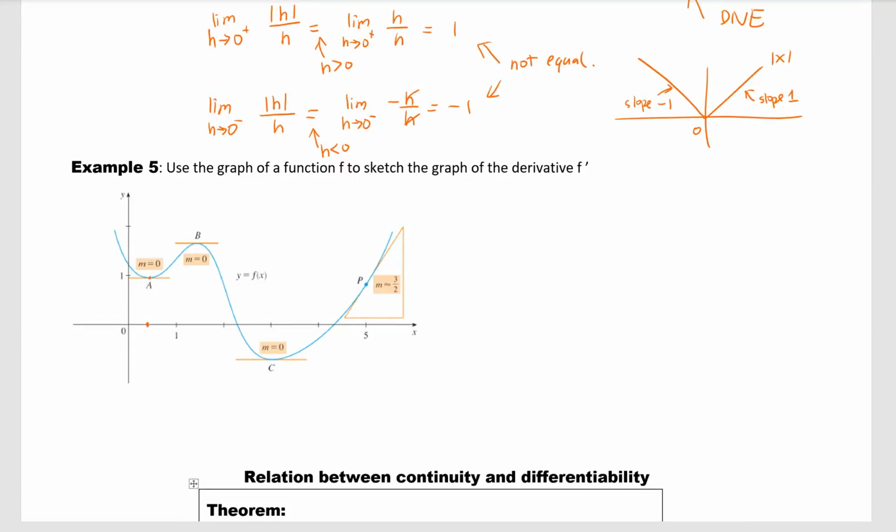So we plot those x-intercepts here. And at point B, you see the slope is also 0. So we have the same x value, but the y-coordinate is 0, so we put a point here as well. At point C, we also have 0 here. And at point P, you see the slope is approximately 3/2. That's 1.5. This is 1, this is 2, so 1.5 is about here. So we have the same x value, but the y value is approximately 1.5. We plot those dots.